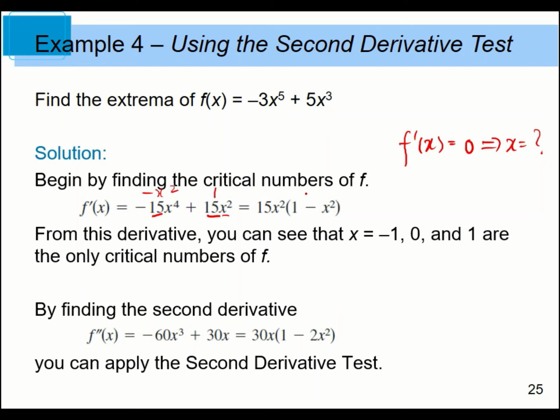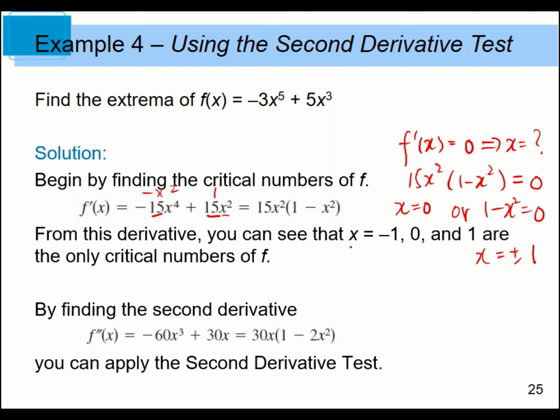So when f prime equals 0, 15x squared times (1 minus x squared) is 0. And from here we can find the value of x. The value of x is 0, or 1 minus x squared is 0. Okay, so if 1 minus x squared is 0, x will be positive or negative 1.